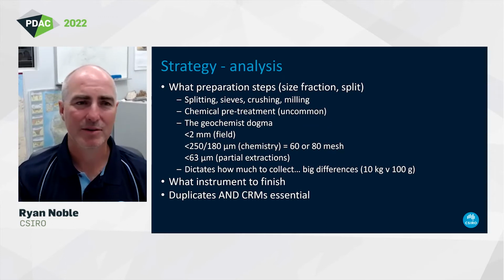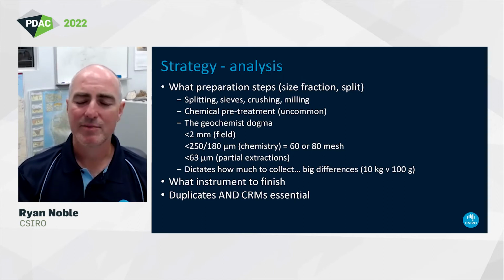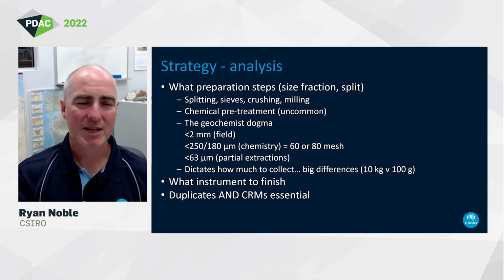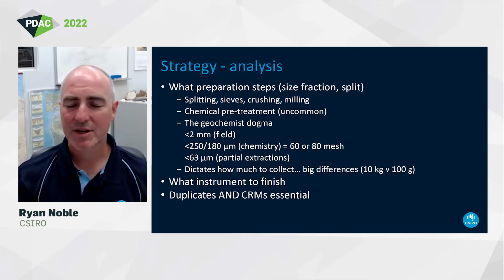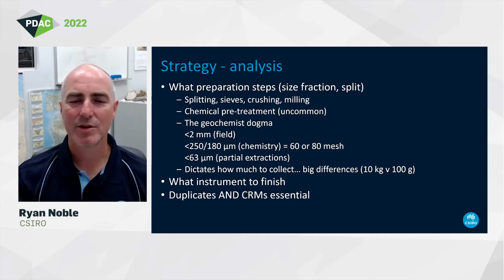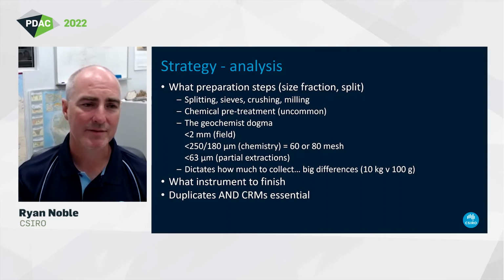It doesn't add value to your results, depending on what technique you apply. And that dictates how much you collect too. So, if you're doing indicator minerals and things like that, you might need 5 to 10 kilos of sample or a nuggety gold situation. But if you're doing one of the partial extractions on fine materials, you might need 100 grams. And you need to understand this before you get into the actual sample, into the field.